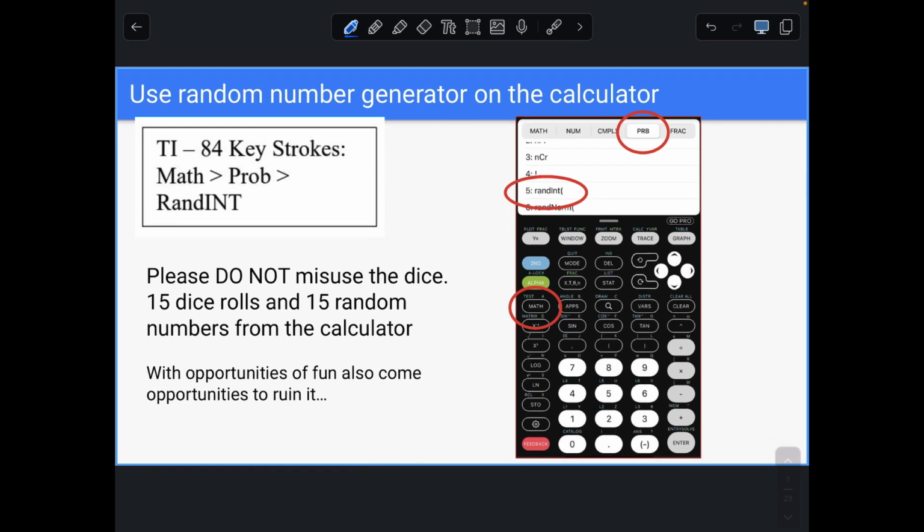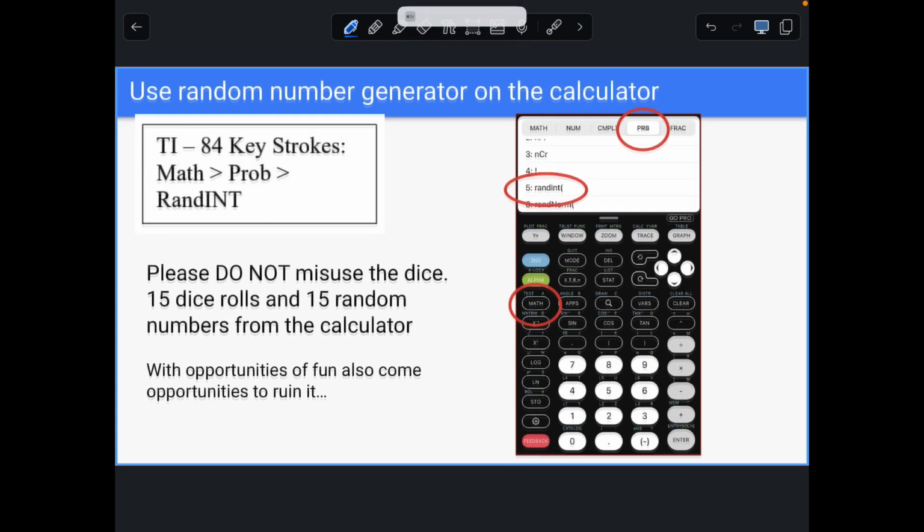And again, I'm not in class right now. We're not in class, so you will be doing this in class. Okay, you will be using a dice. You're going to roll the dice 15 times, and then you're going to be using the calculators to do just a random number generator. And again, a reminder, numbers 1 through 5 are losses. Number 6 is a success.